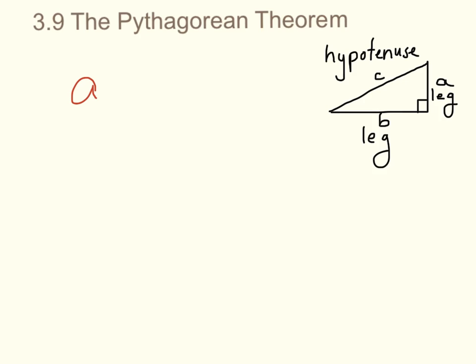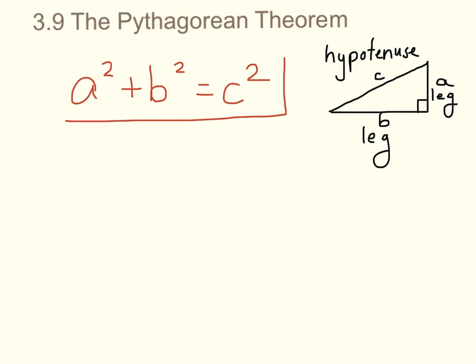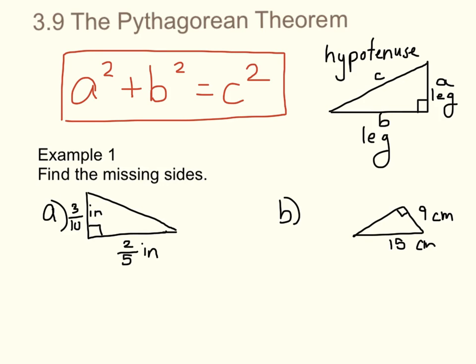Well, the purpose of the Pythagorean theorem is to find one of the missing sides of a right triangle. So the Pythagorean theorem, as you already know, is represented by the square of the legs, the sum of them, which is equal to the square of the hypotenuse. A squared plus B squared equals C squared. So let's start with A.